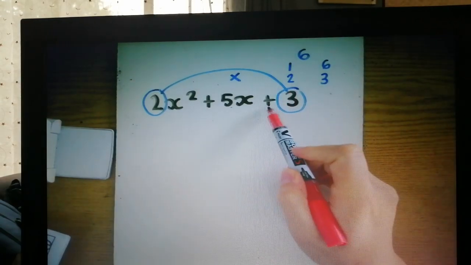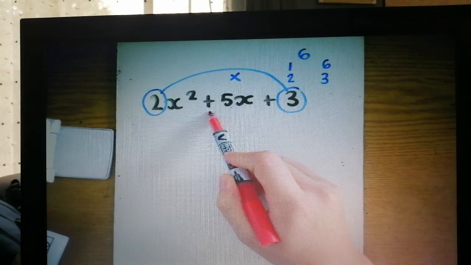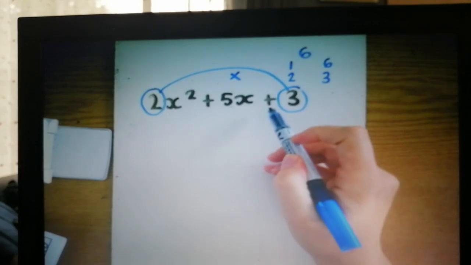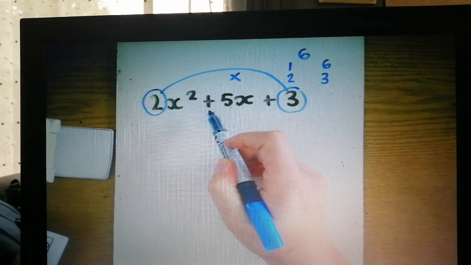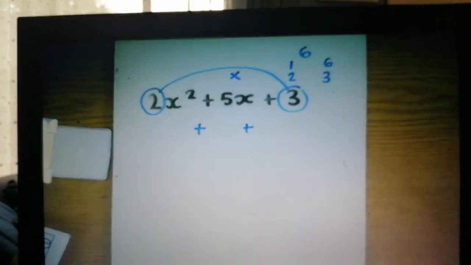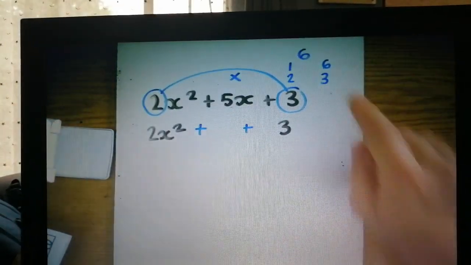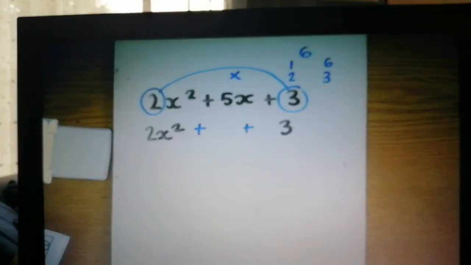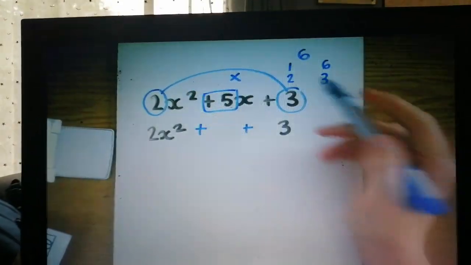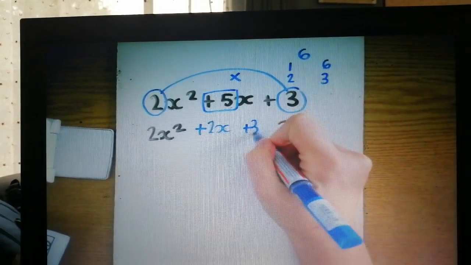In our normal trinomial, remember this plus tells me that I must have the same signs, and this indicates which signs I must use. So I'm going to do the same thing. 5 must be broken up into 2 of the same signs, and those signs are going to be pluses. So plus and plus. I keep the 2x squared. I keep the 3. But which terms am I going to use? Which factor pairs am I going to use? Both adding to get to 5x. Well, I'm going to use 2 and 3. So plus 2x plus 3x.